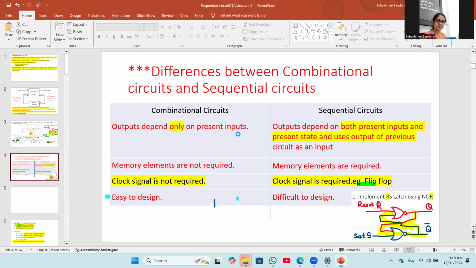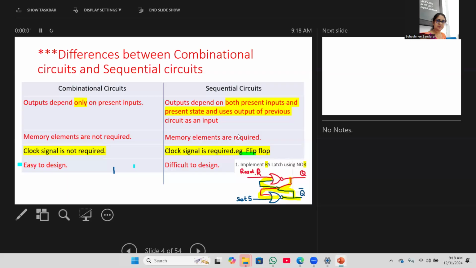Combination circuits, like the flip flop, half adder, full adders we built earlier: output depends only on the present input. Half adder, full adder, output depends only on the present input. But a sequential circuit consists of the memory element and the combination circuit. So output depends on both the present input and the present state, using the output of the previous.